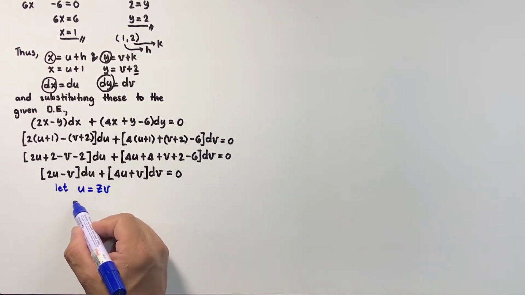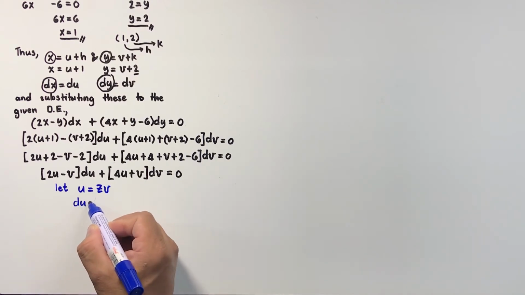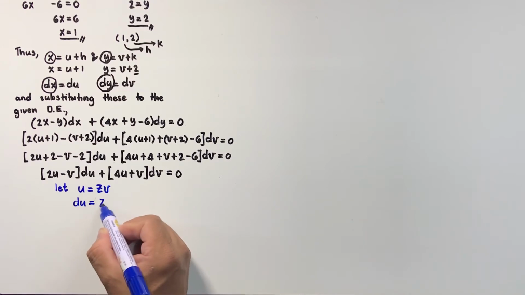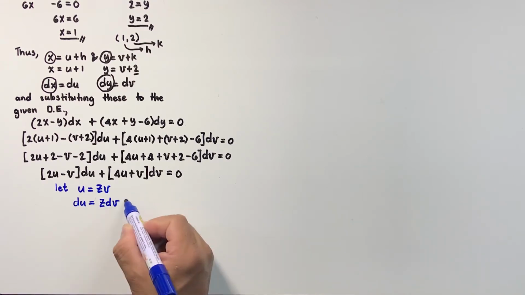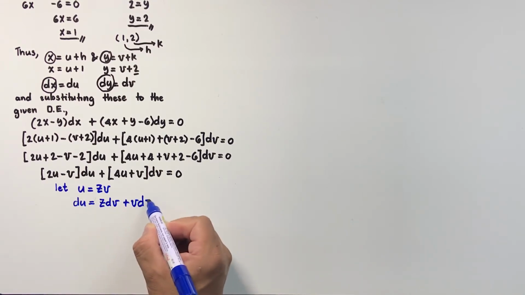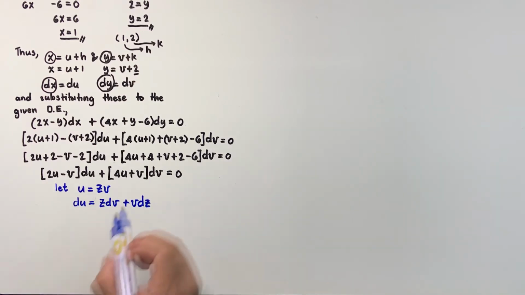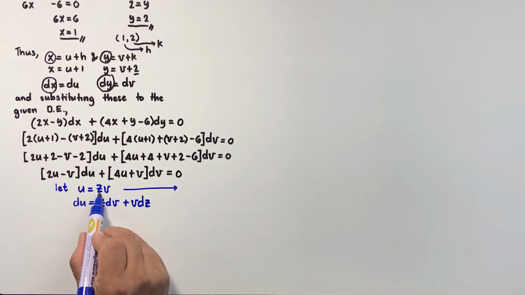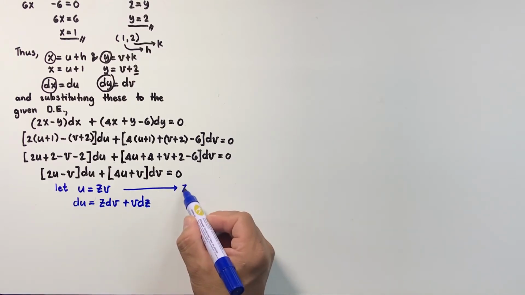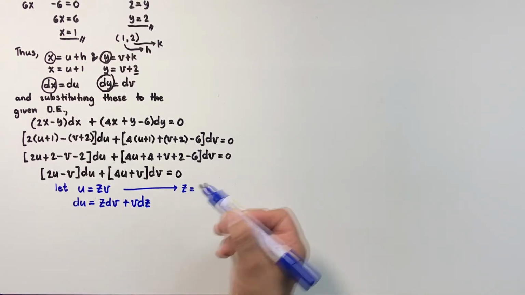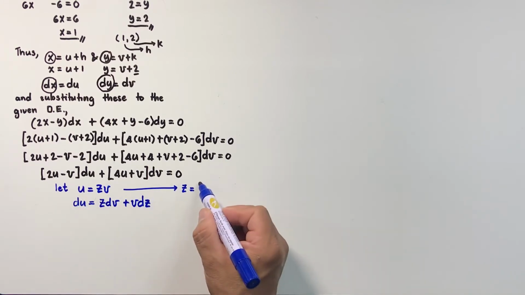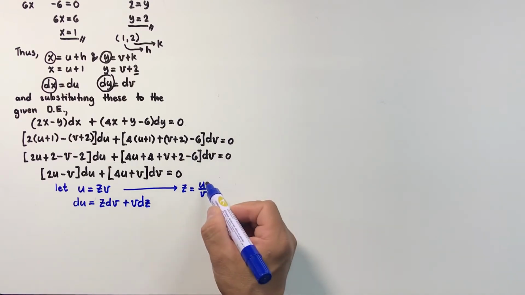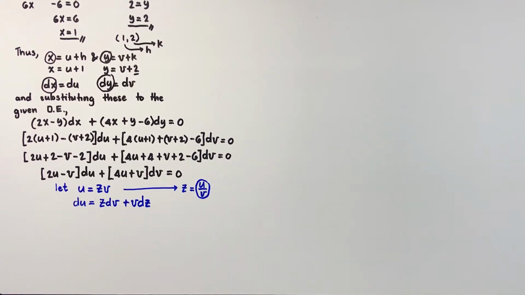And we know that the differential of our u is the differential of this product. So we have z dv plus v dz. But we should remember that we introduce here a new variable z. So z can be obtained by dividing both sides of the equation by v. So z is equal to u over v. So this is our value of z.